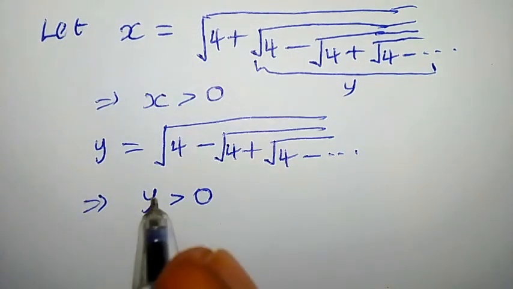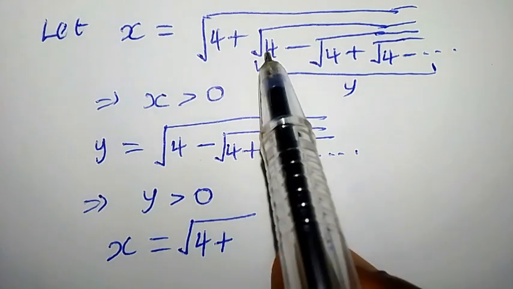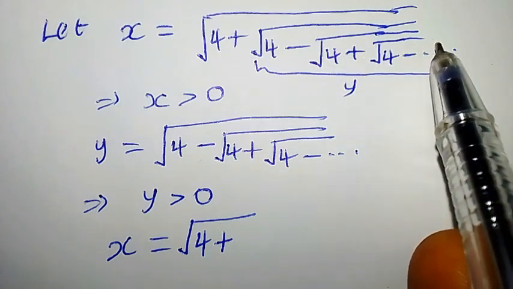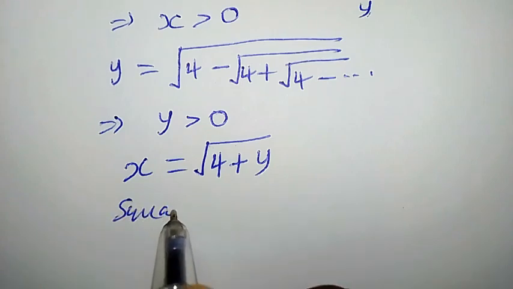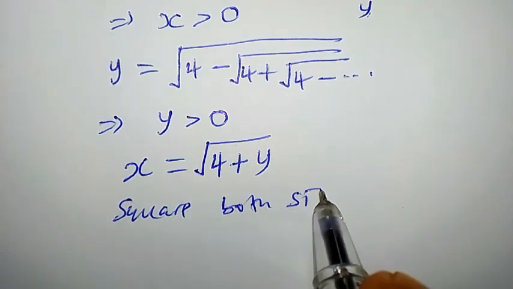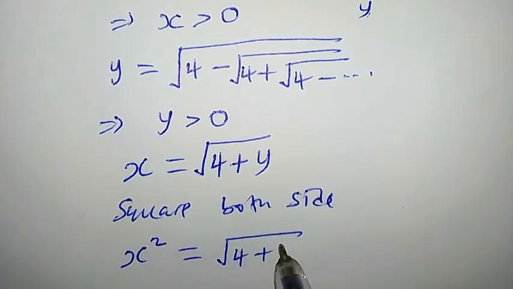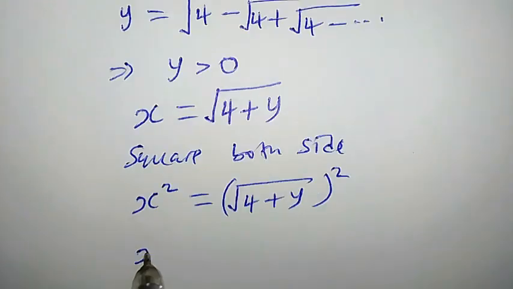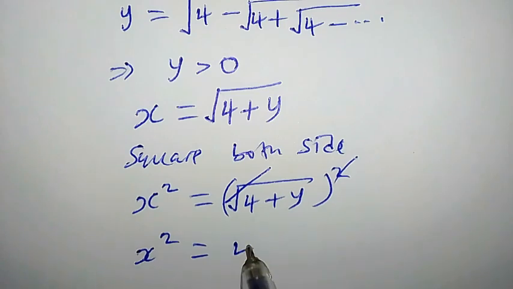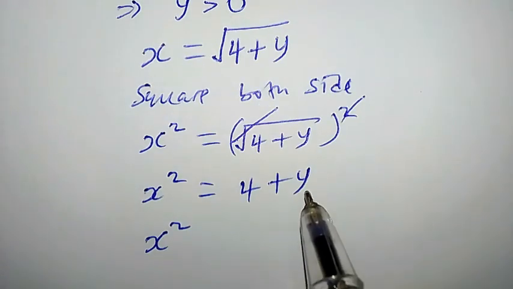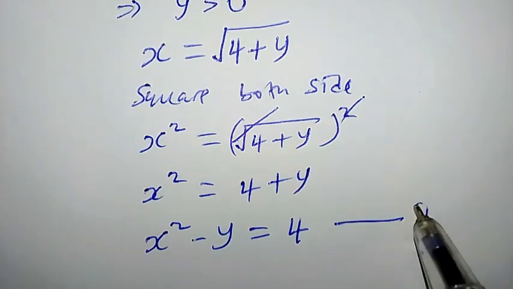From this line, we are going to have x equal to square root of 4 plus, we will now replace square root of 4 minus square root of 4 plus, on and on like that, with y. So we have y. Let us take a square of both sides. Doing that, we have x squared equal to square root of 4 plus y, all squared. x squared is equal to, clearly, this bigger square root takes care of this power. We are left with 4 plus y. x squared, when we transfer y to the left hand side, we have minus y equal to 4. Let us call this equation 1.